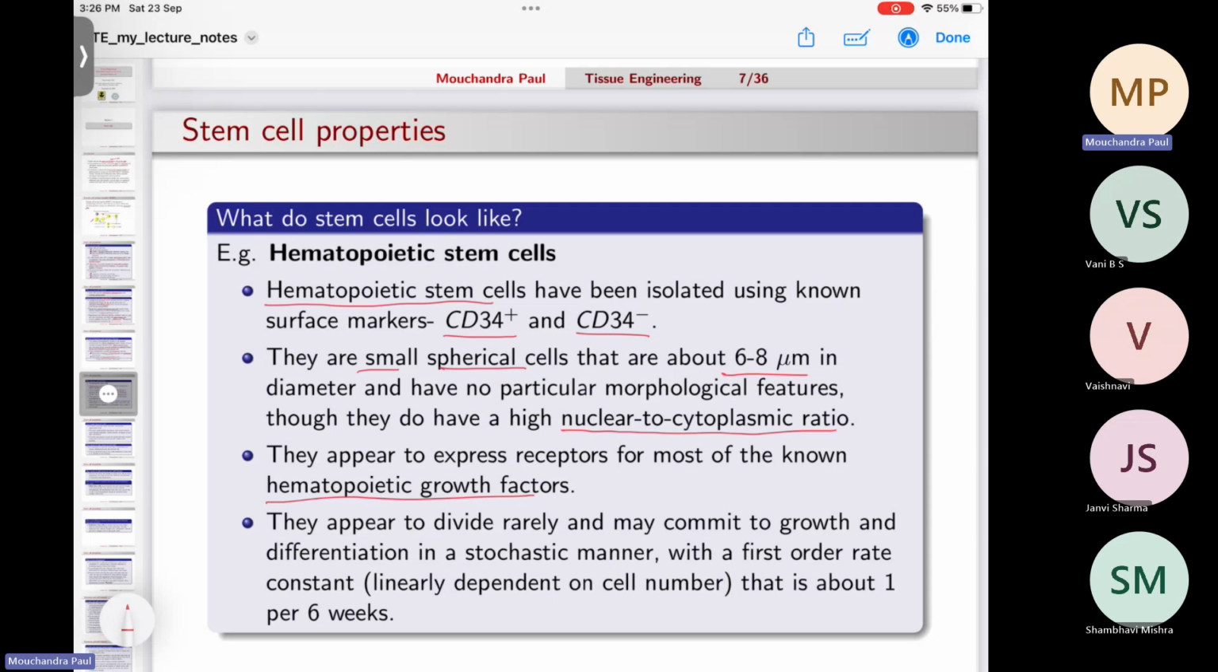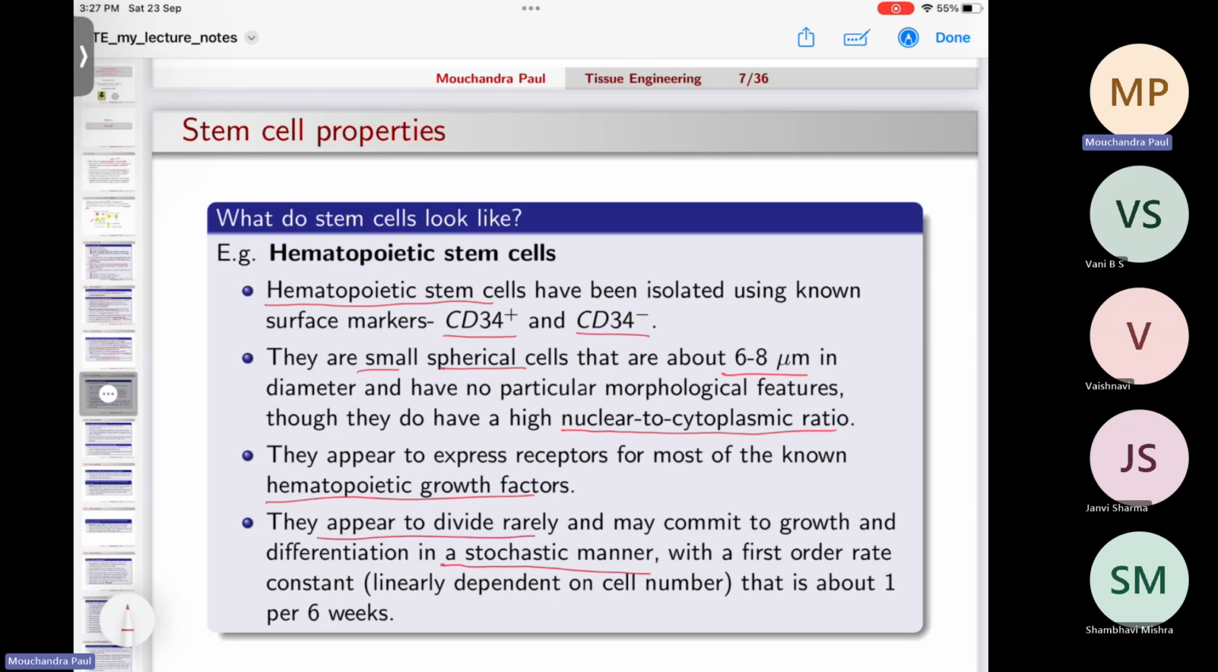They appear to divide rarely and may commit to growth and differentiation in a stochastic manner. So we will see how the cell decides whether they have to divide or not. Mostly inside our body, the stem cells remain in a dormant stage until the tissue is damaged. When tissue is damaged, you need a large amount of new cells to fill up the gap, right? So to meet this requirement, the stem cells become activated and start proliferating.